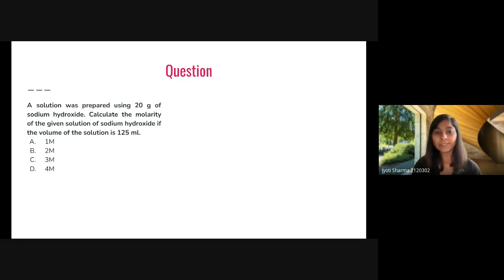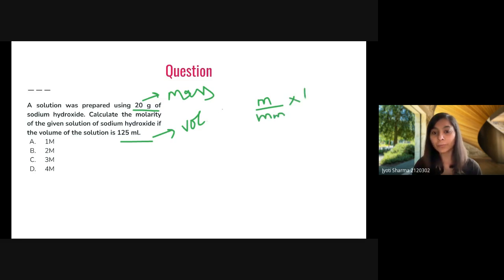If you can see here, let me use the pen. This is the mass, right? This is the mass of the solute, and this is the volume, right? And the molarity will be the given mass upon molar mass, divided by the volume of the solution. This is how you can calculate the molarity.